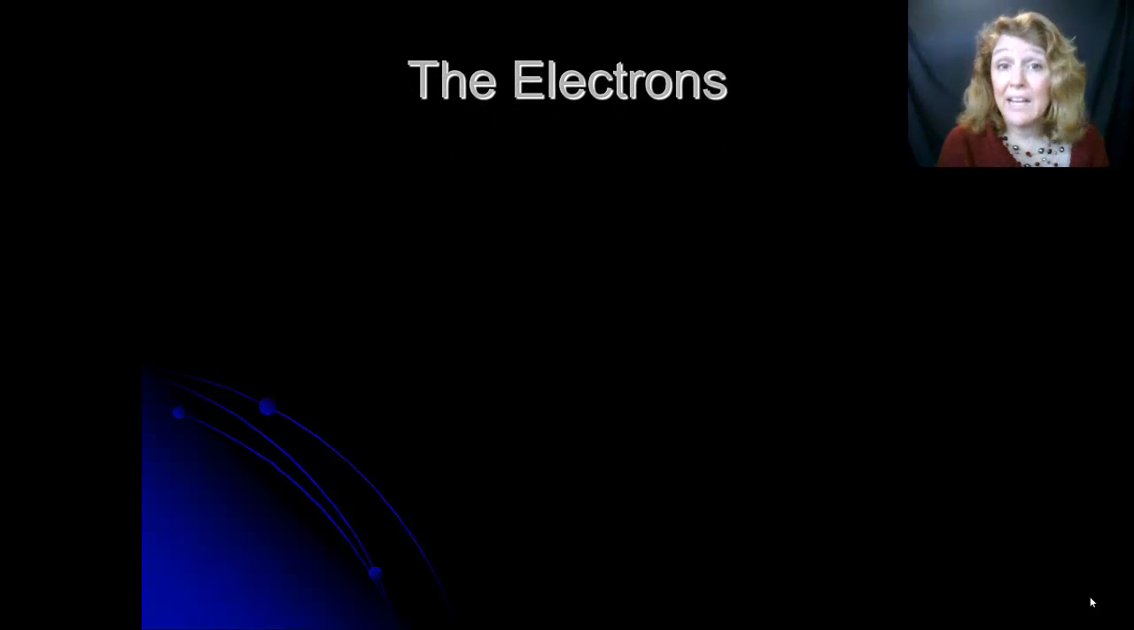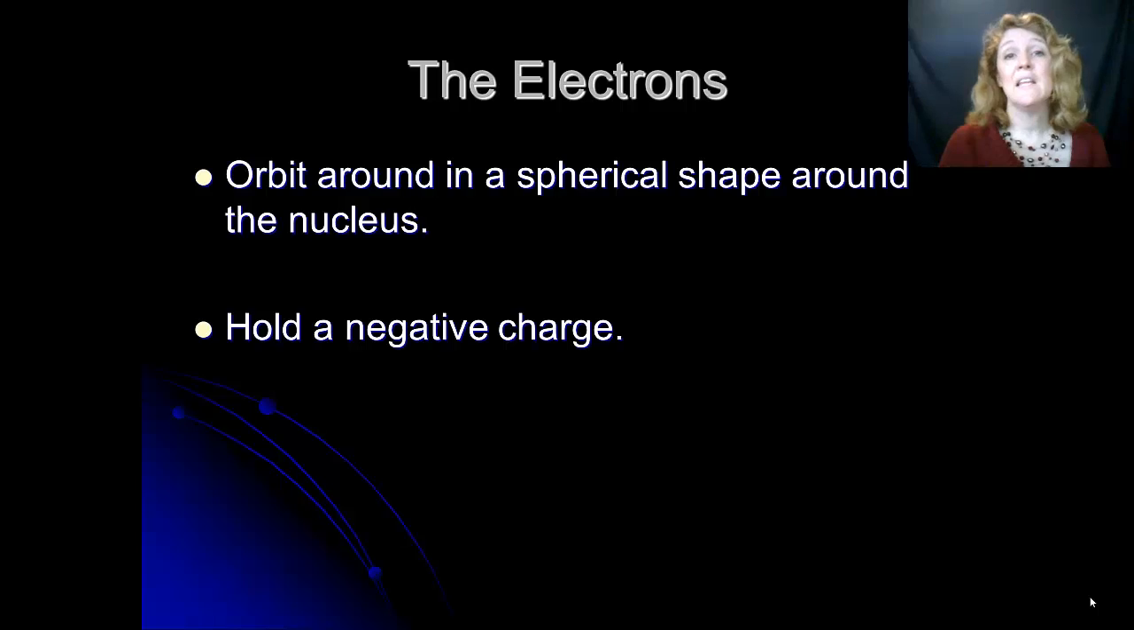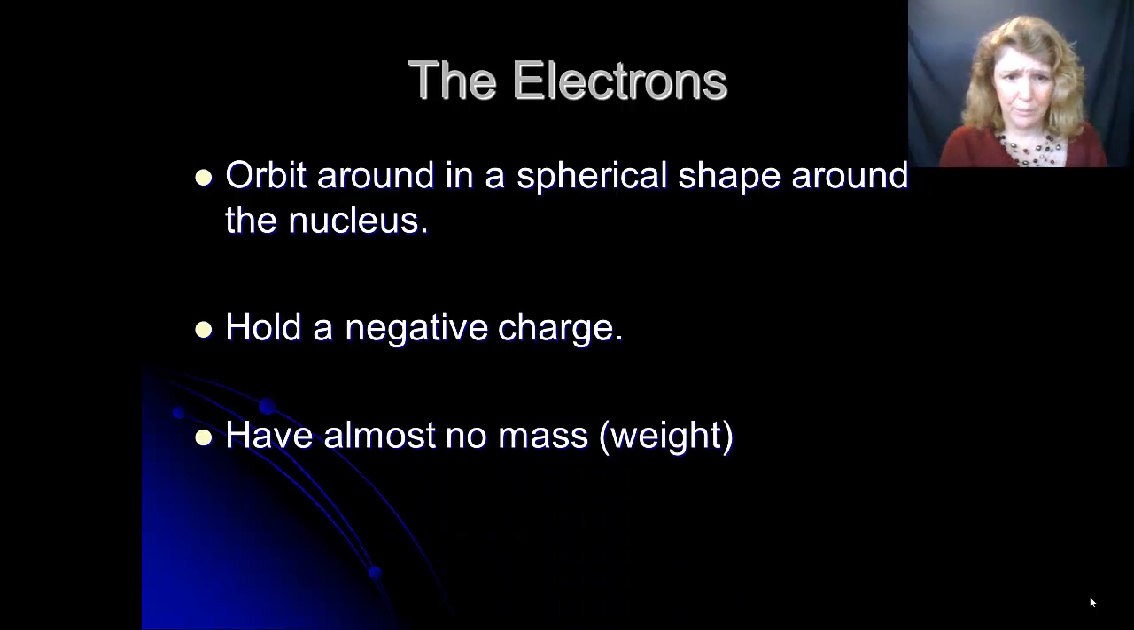Then you go out to the electrons, and the electrons orbit in a spherical shape, so it doesn't go around in a circle. It goes all the way around in a lot of different directions in a sphere around the nucleus, and the electrons hold a negative charge. So in a normal atom, the protons and the electrons are the same number. However many protons you have, that's how many electrons you have, because they have to balance each other out for an overall neutral charge. Though we are going to mess with that a little bit.